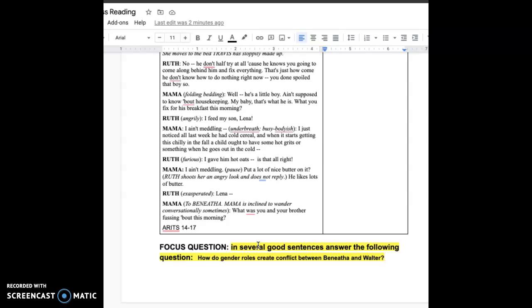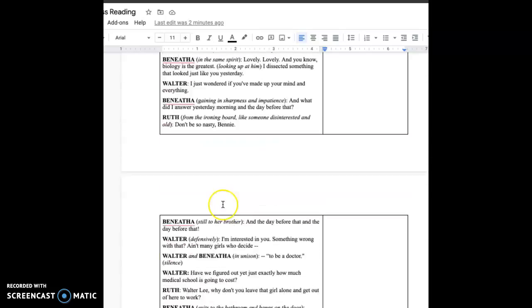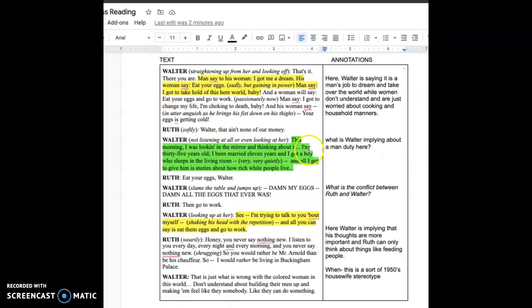So, in several good sentences, answer the following question: how do gender roles create conflict between Benita and Walter? Just to be clear, we've been talking about how conflict is created between Walter and Ruth, his wife, and we can say that we're having a little bit of conflict in terms of people getting what they want, or people suggesting that others don't understand what they're needed by a person. Let me be less obscure. Walter here is basically saying his wife can't understand his position as a man and his desire to be out in the world and have a dream. And because she's fundamentally incapable of doing that, she'll never understand him. This creates conflict because we know that's not true. Ruth is plenty good at understanding him.